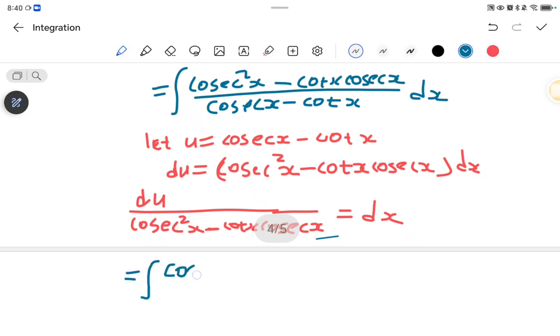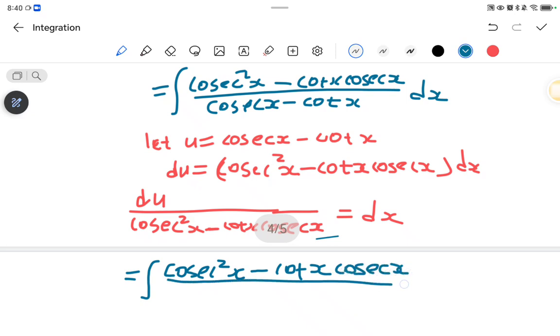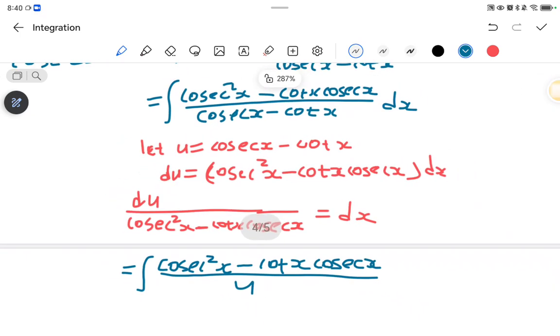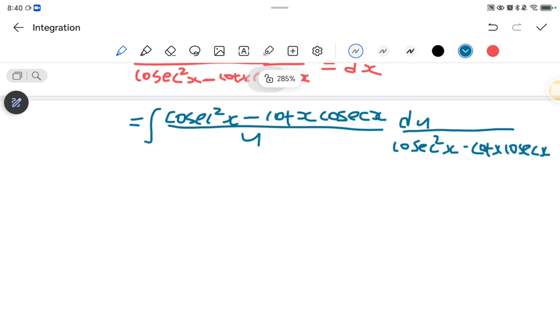the integral of cosec squared x minus cot x cosec x all over u, and then dx is du over cosec squared x minus cot x cosec x. Then those will cancel out, right? Then we'll be left with the integral of 1 over u du. And this is ln of u plus c.